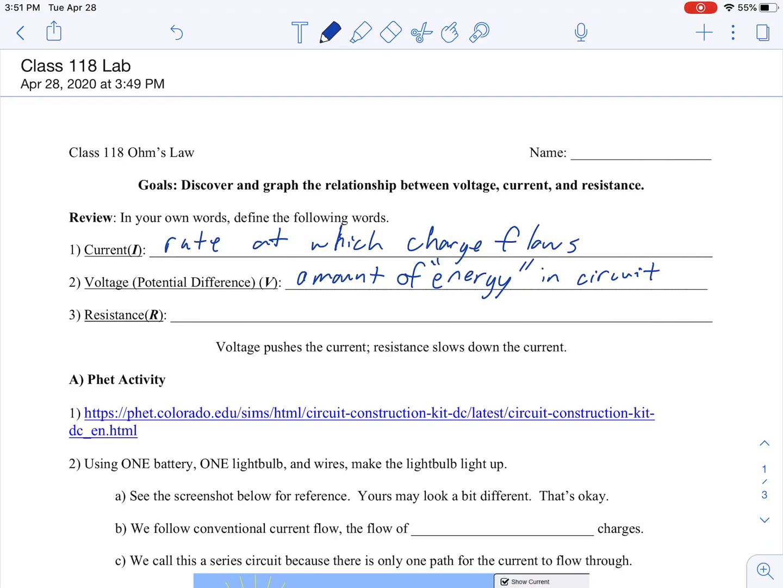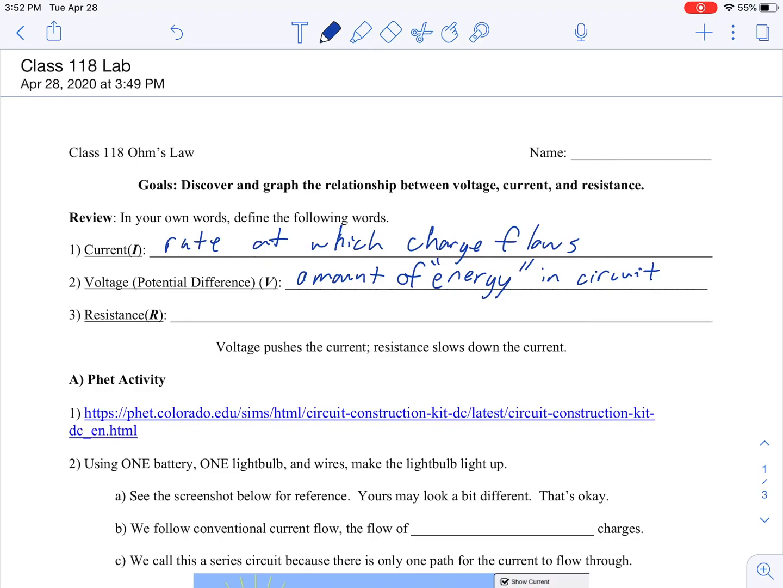Remember, our analogy: voltage is like a hill. A hill can give you potential energy, but you have to have a mass on the hill to actually have the energy. Just like voltage on its own can't give you energy. But once you put a charge in a voltage, it has energy.